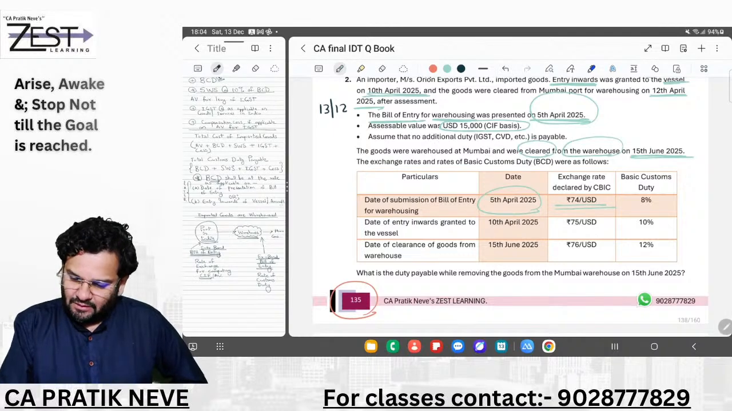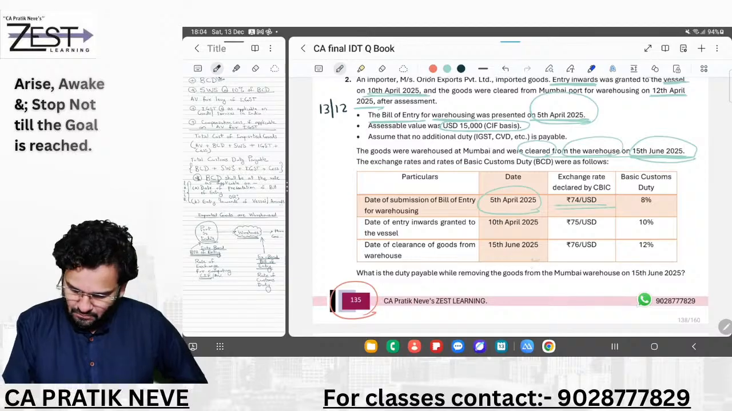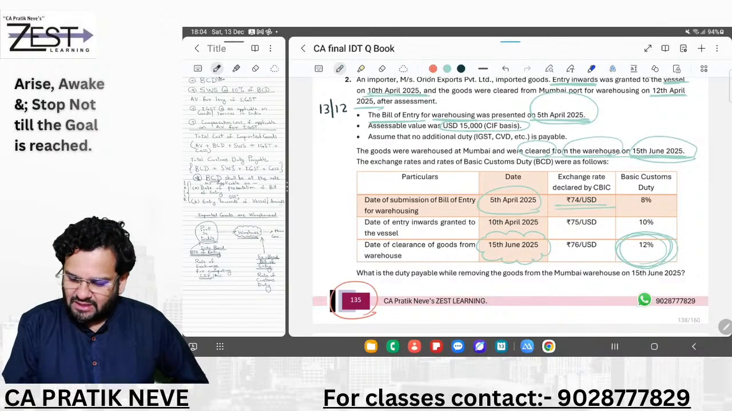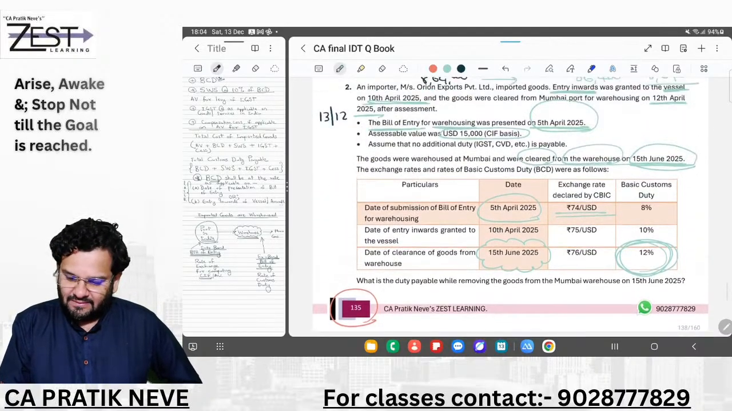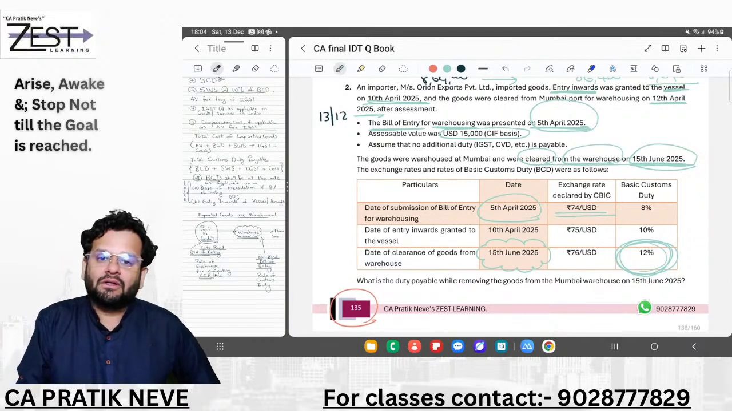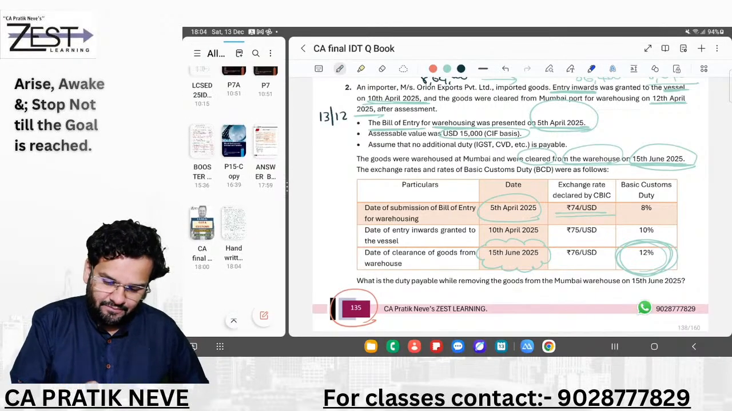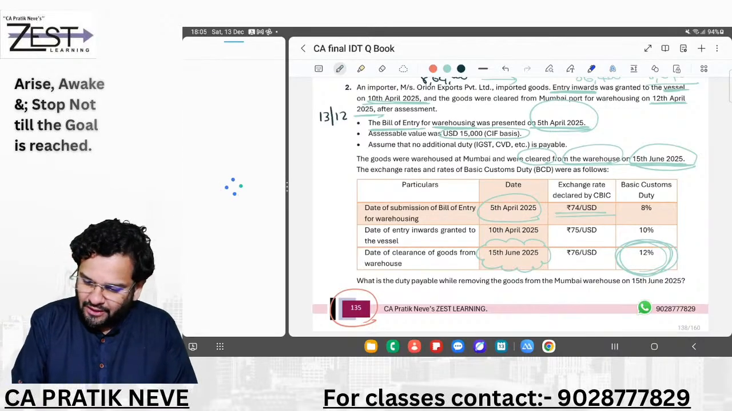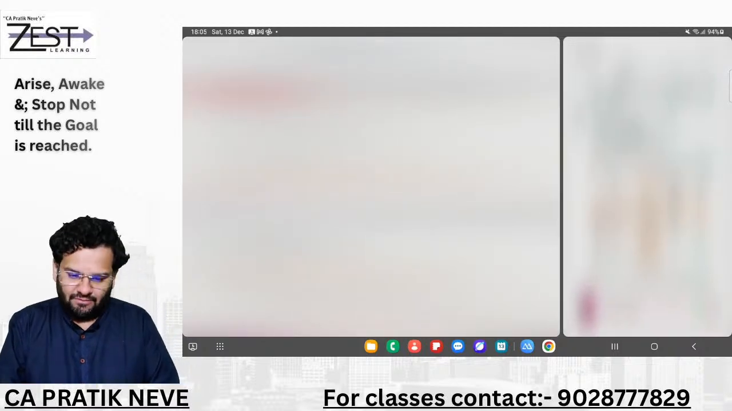Then the goods were cleared from the warehouse on 15 June. So as on 15 June, you take the rate of basic customs duty, that is 12%. That's it. And of course, on that, you will calculate what? The SWS at 10%. So check how you should go ahead and do it. Your assessable value was 15,000.